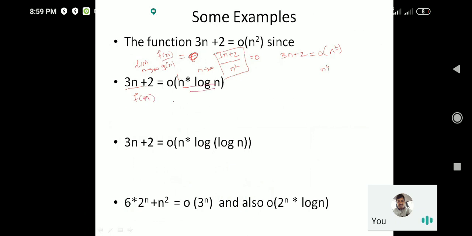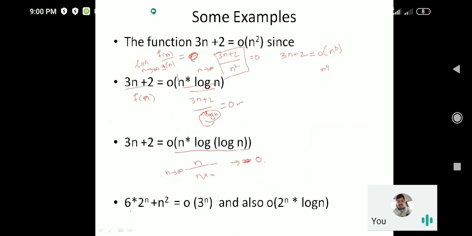So as n tends to infinity, consider n log n. 3n plus 2 divided by n log n will tend to 0, because the denominator is going to become very much larger than the numerator. This is also possible with n into log n, or anything multiplied by n. So n is the numerator, and any positive growing value multiplied by n in the denominator, as n tends to infinity, will take this ratio to 0. This is very much important.